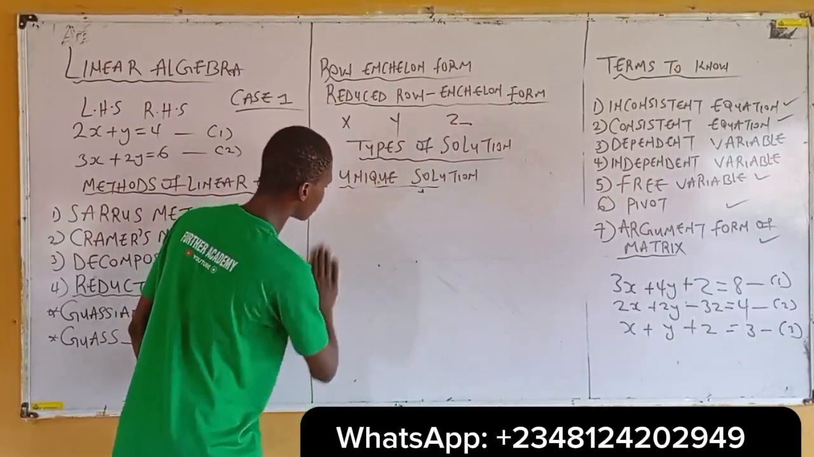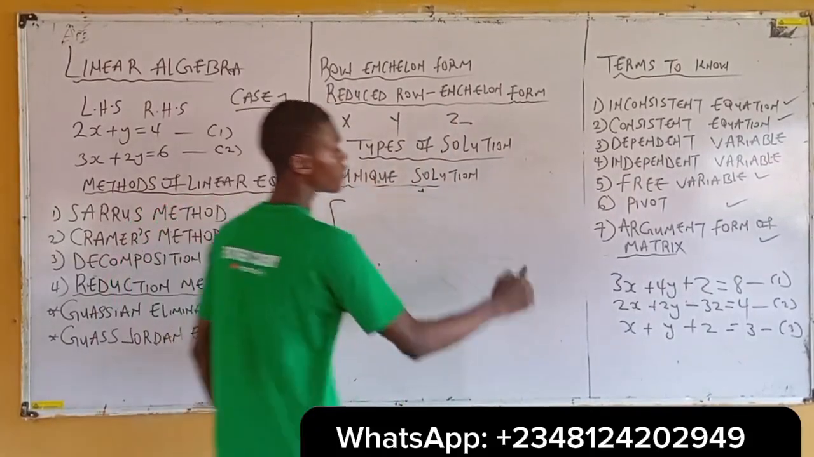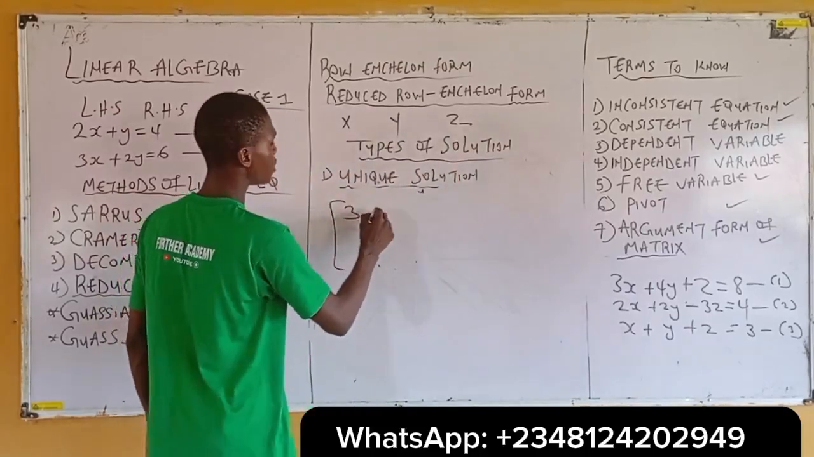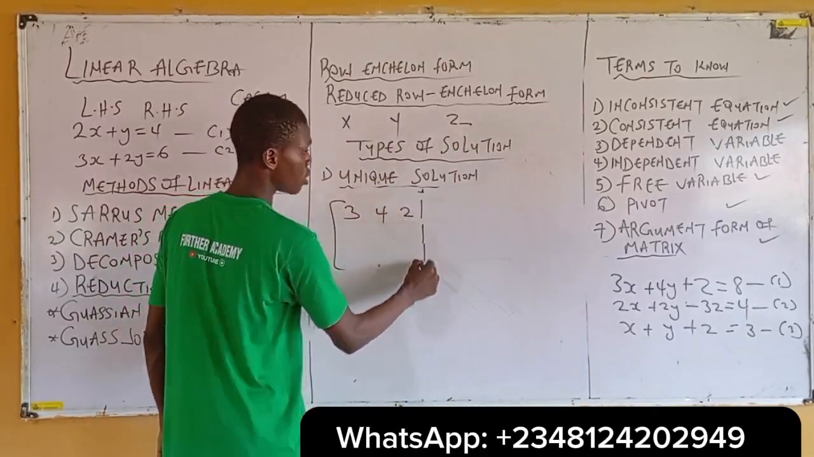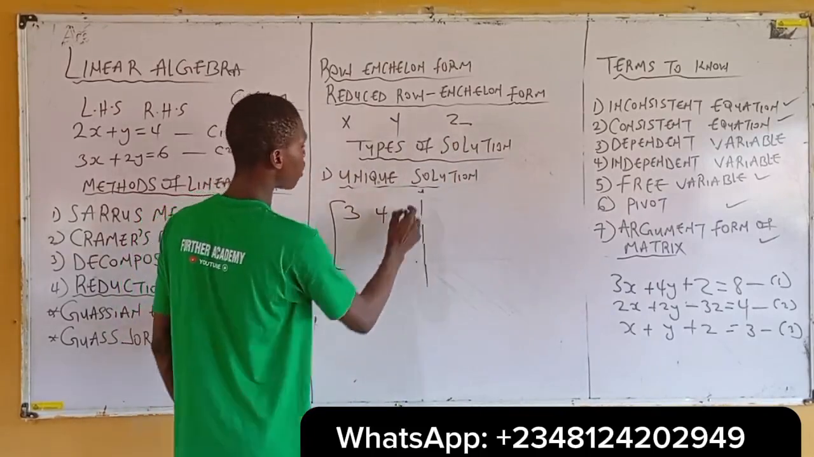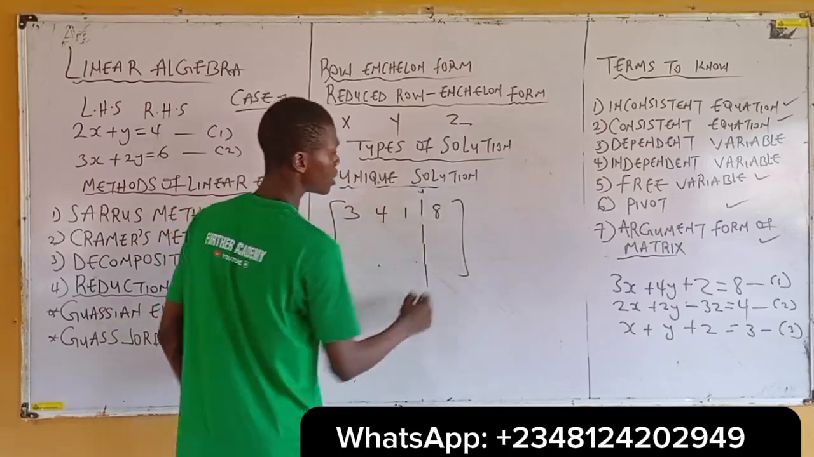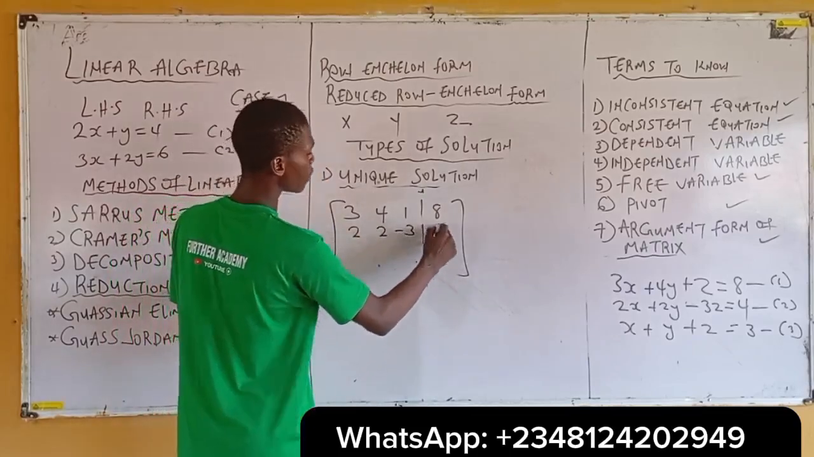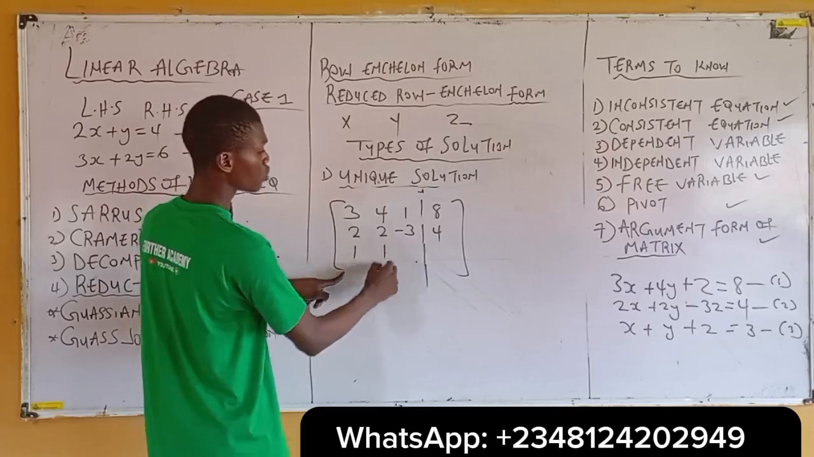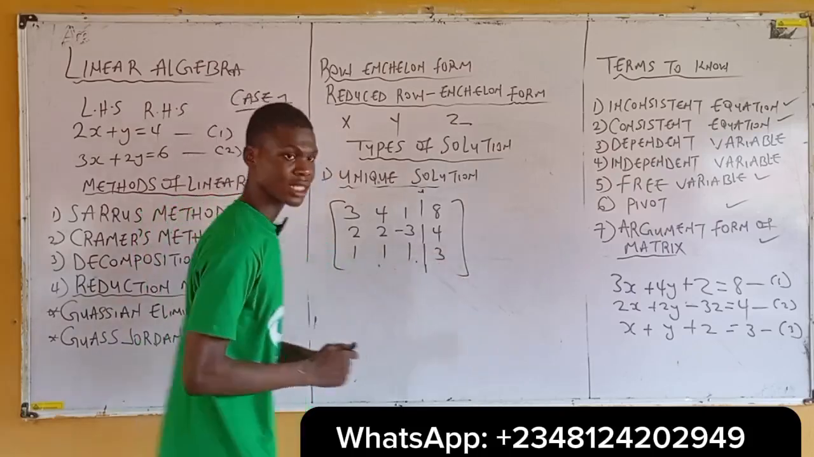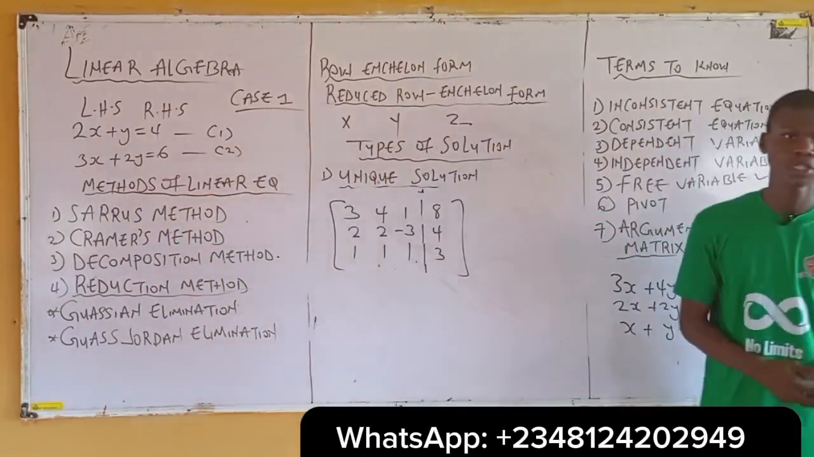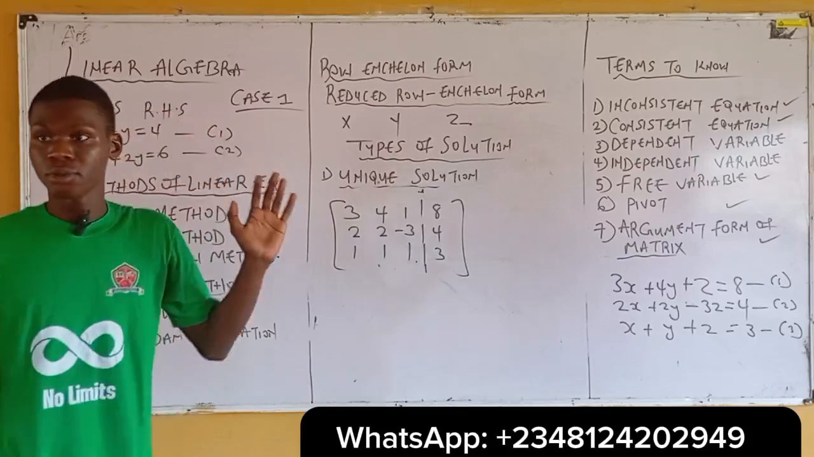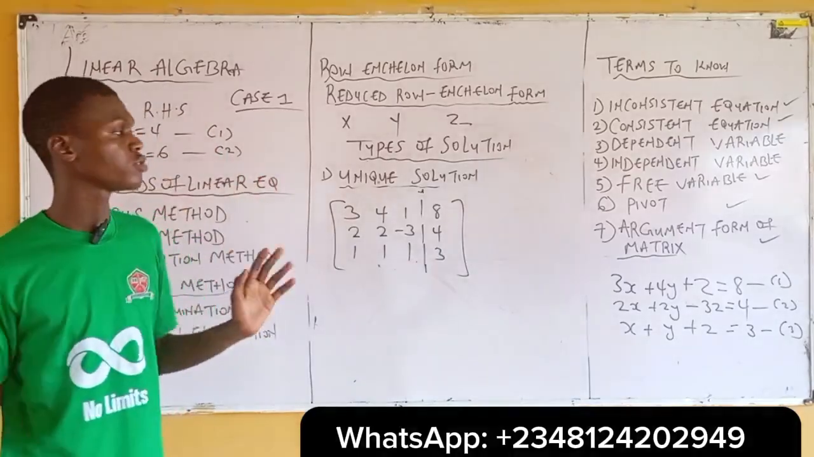Representing this in an augmented form of matrix, the augmented form of this system of linear equations becomes what? Your row 1, what do you have? 3, 4, 1, 8, right? Row 2, what do you have? 2, 2, negative 3, 4, and the last one, 1, 1, 1, and 3. And this is your first step when it comes to the Gaussian elimination method. Any question on augmented form? You will now understand what it means by augmented form of a matrix.